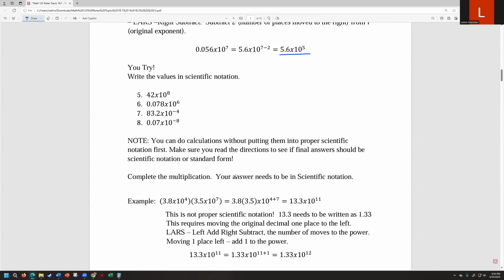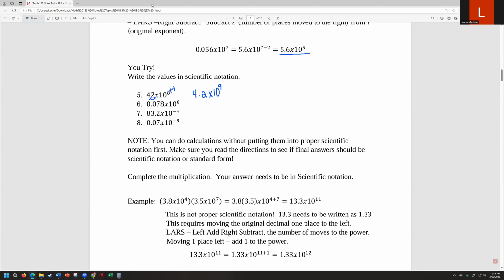Okay, so we're going to fix a couple. So I have 42 times 10 to the 8th. Notice my decimals right here. This is a problem because we have 2 numbers in front of the decimal point. So we're going to move this left 1, which means we're going to add 1 to the power. So this would be 4.2 times 10 to the 9th. That would be the correct form.